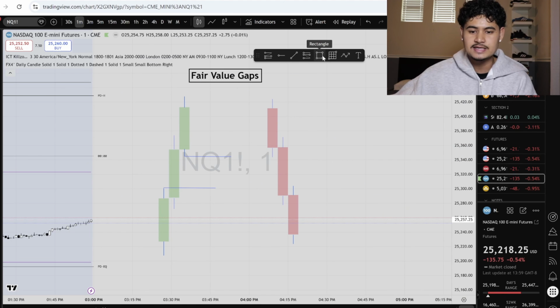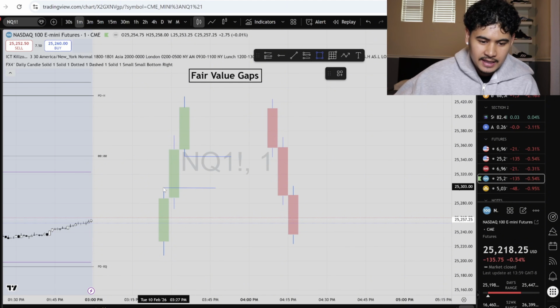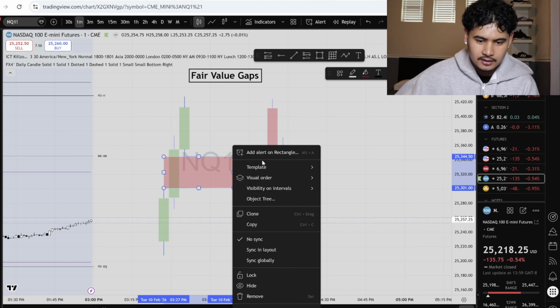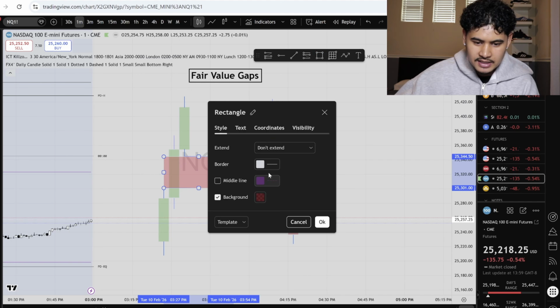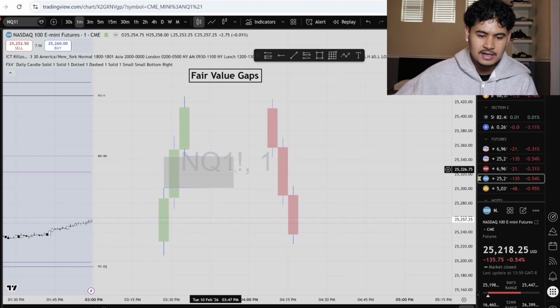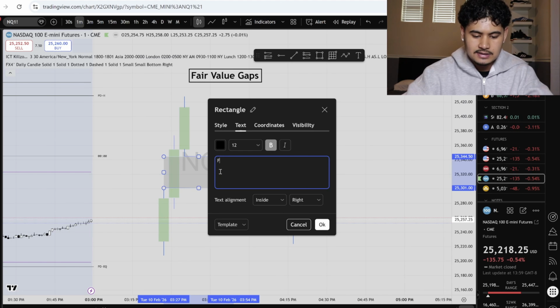So what I like to do is take out a rectangle and you can mark it out within this range right here. Let me change the color to light gray. So this right here is our fair value gap. This box right here is our fair value gap.